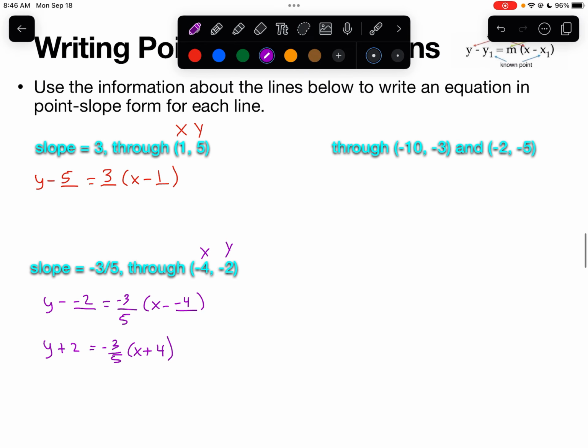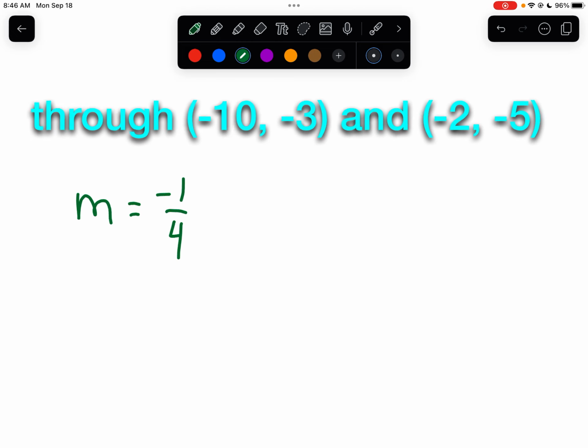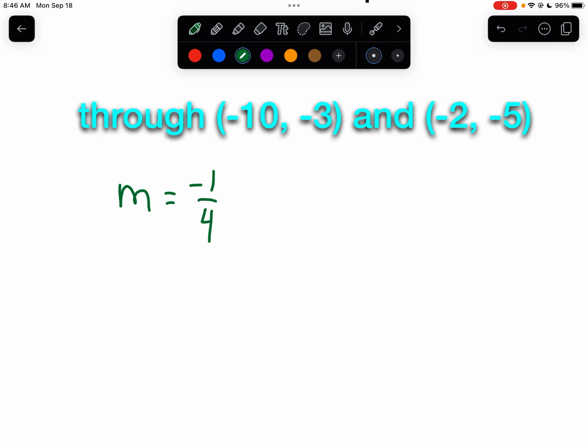Now on this last example, we are not outright given the slope, so our first step would be to calculate this, and to speed up this video at least a little bit, when you go to calculate that slope, you will get a slope of negative 1/4, change in y over change in x. So now when it comes time to write our equations, we've got a slope of negative 1/4.